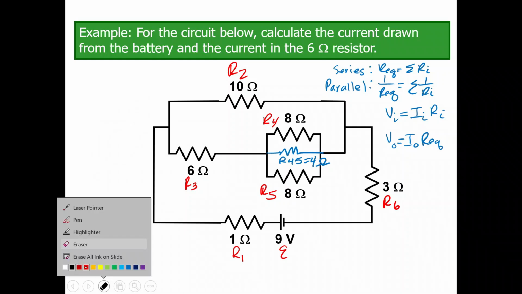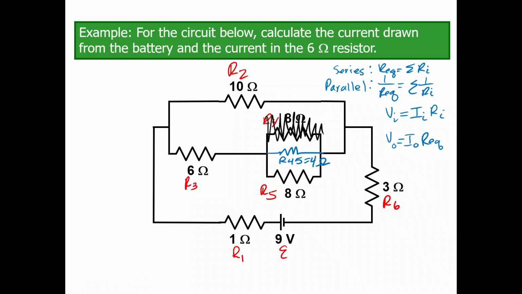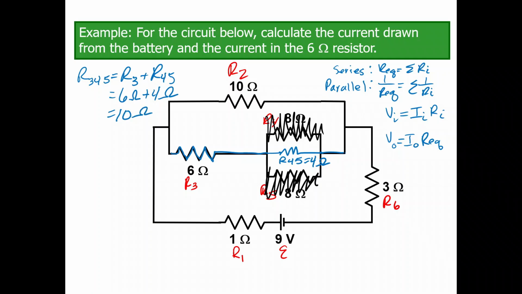Now, the next part is we're completely ignoring these sections right here and pretending that they don't exist anymore. So all we have in that branch now is R3 and R45, and those are in series with each other. So in series, R345 is just going to be R3 plus R45, because they're going to add. R3 is 6 ohms, R45 is 4 ohms, so those just add up to 10 ohms. So I can replace those two resistors with one resistor and call it R345, and that is going to equal 10 ohms.